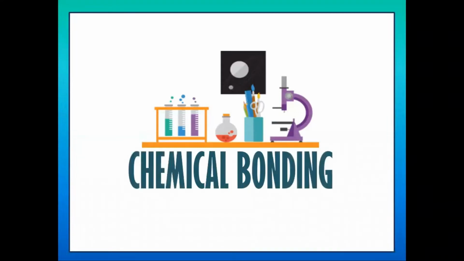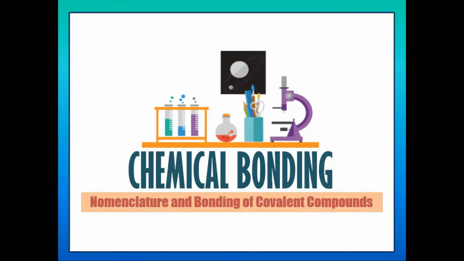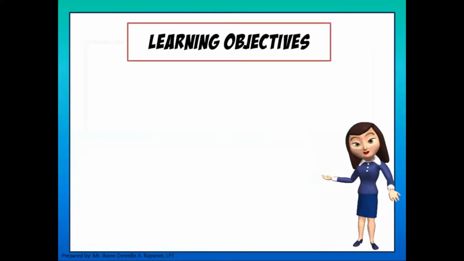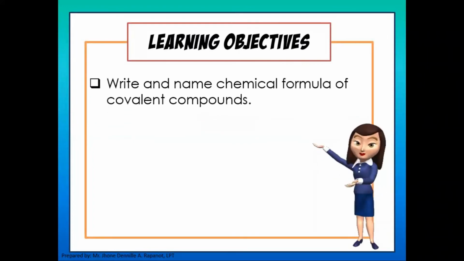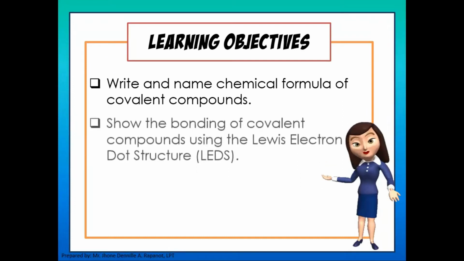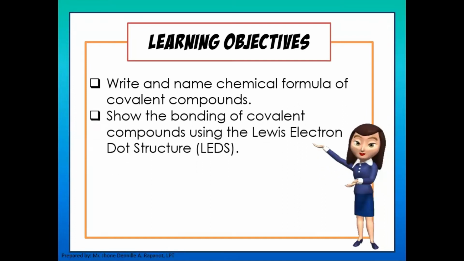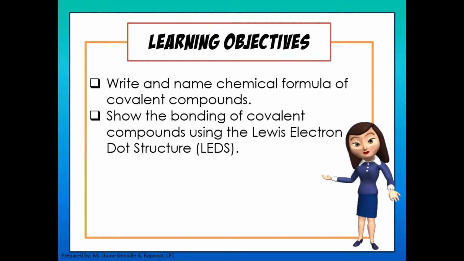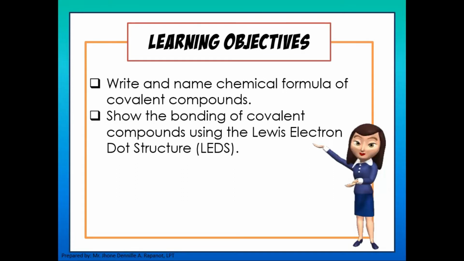Good day, class. For today, our topic is chemical bonding, but to be more specific, we're going to deal with concepts, nomenclature, and bonding of covalent compounds. Here are the learning objectives. First, write and name chemical formula of covalent compounds. Second, which is the last, show the bonding of covalent compounds using the Lewis Electron Dot Structure or the LEDS. Now, let's start the discussion.